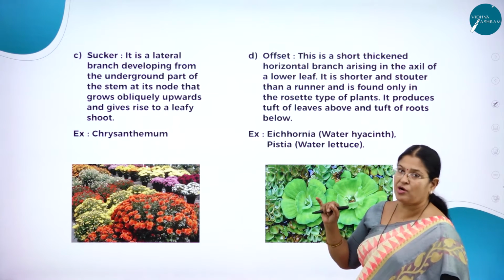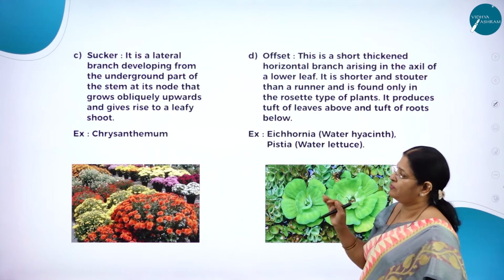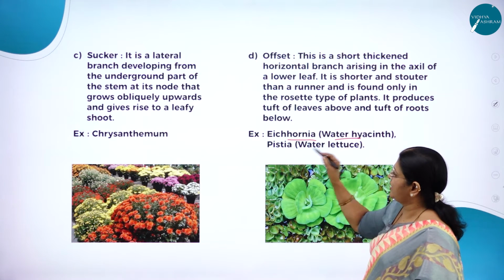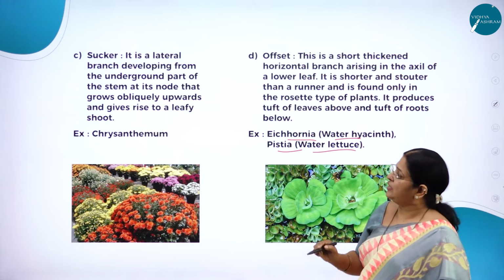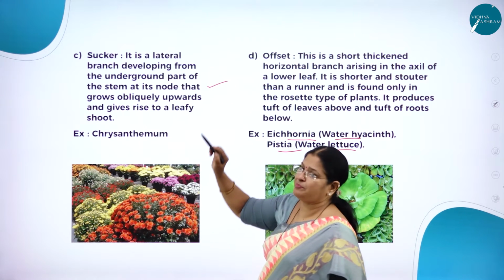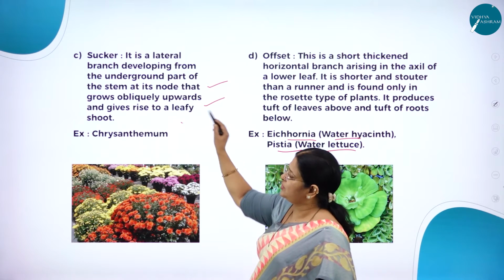First example was what? Runner. Runner example: oxalis, stolon, wild strawberry. Sucker example: chrysanthemum. Offset: eichhornia or water hyacinth. And one more example you can take is pistia, which is also called water lettuce. So sucker, it is a lateral branch developing from the underground part of the stem at its node that grows obliquely upwards and gives rise to a leafy shoot.